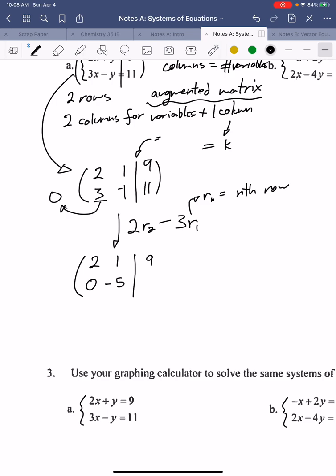And then subtract 3 times the first row is going to be -2 minus 2, which is -5. And then for the last part, we have 22 minus 27, which is -5. So we can cancel the negatives here because that's 0.